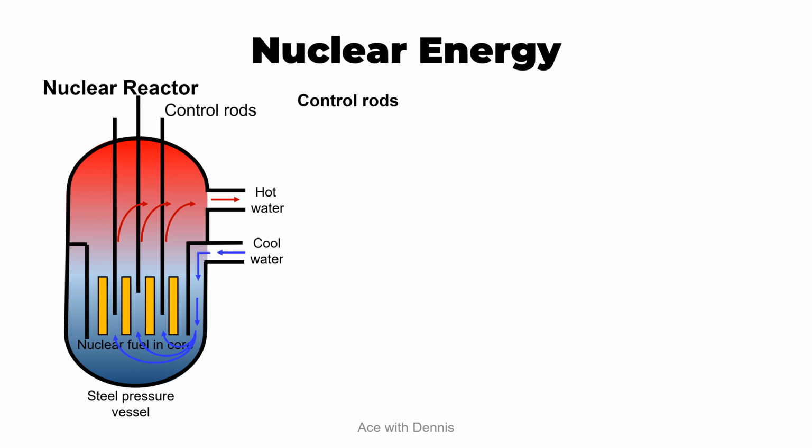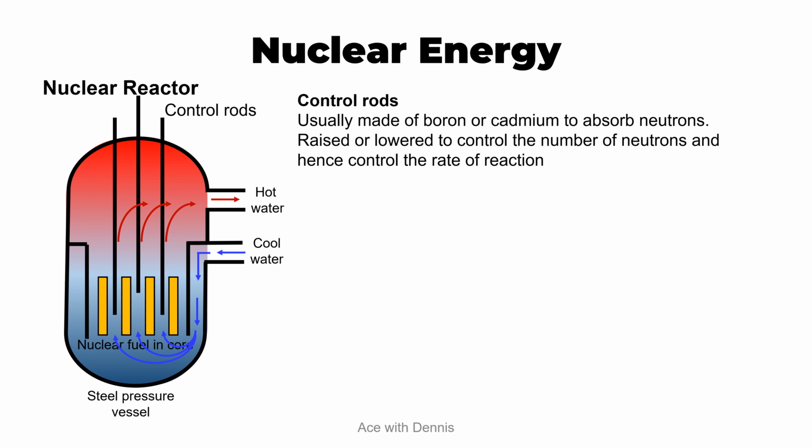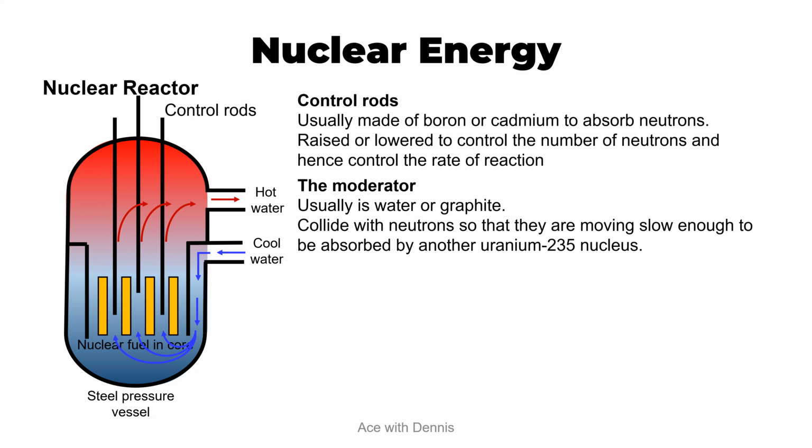We start with the control rods, usually made of boron or cadmium to absorb neutrons. They are raised or lowered to control the number of neutrons and hence control the rate of reaction. Second, the moderator. The moderator usually is water or graphite. It collides with neutrons so that they are moving slowly enough to be absorbed by another uranium-235 nucleus.